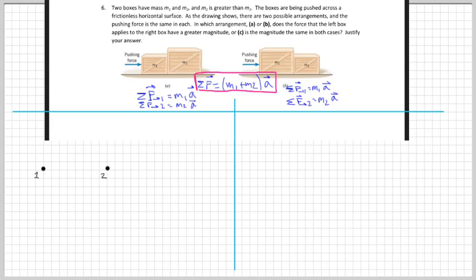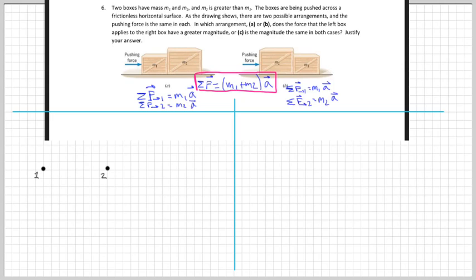Two boxes have masses M1 and M2, where M2 is the greater mass. It's visually larger in the picture. They're being pushed across a frictionless horizontal surface. We're saying they're pushed to the right. You can see that pushing force vector is represented by the blue arrow in the diagram. In which arrangement, the first one, A, to the left, or B, to the right, does the force that the left box applies to the right box have a greater magnitude? Or C, is the magnitude the same in both cases?